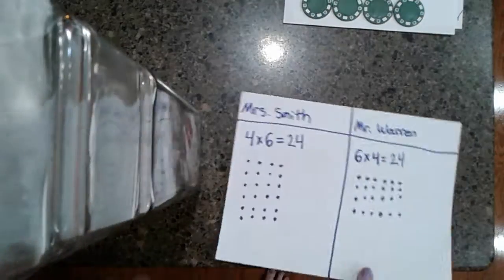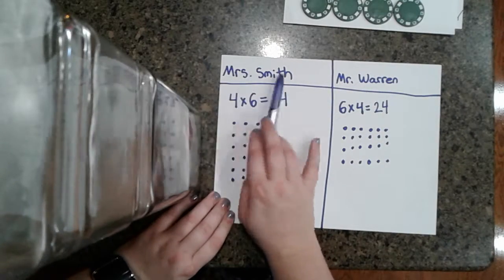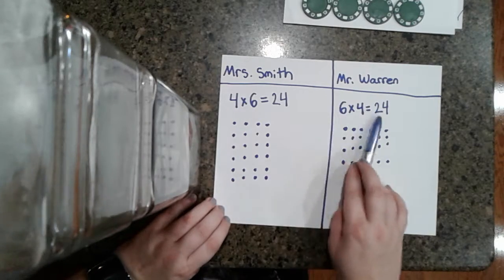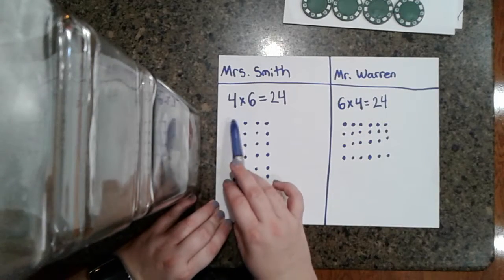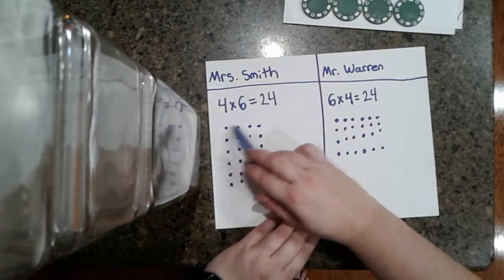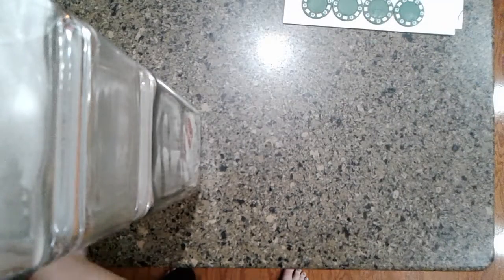Another way you can solve these problems is on paper using a T-chart. So we have each teacher, Mrs. Smith, Mr. Warren, and our equation, 4 times 6 and 6 times 4. You can see I made dots to represent my array if I didn't have any counters. I can count these up and they will both equal 24. Okay, so now we're going to go ahead and do some practice problems.